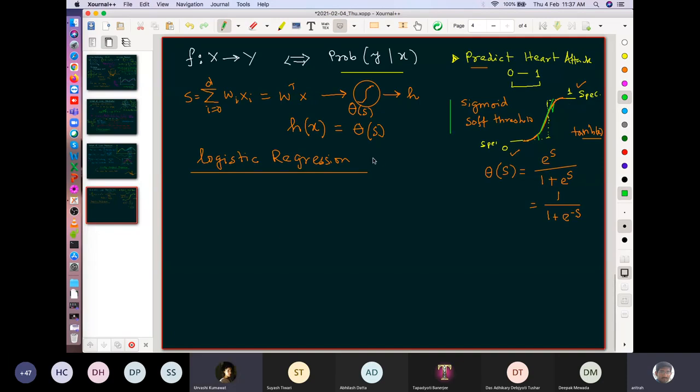But by taking theta of s, we are just making it smooth, right? Yes, we are just making it smooth and making it between 0 to 1, a probabilistic value. Otherwise, it was a sum.